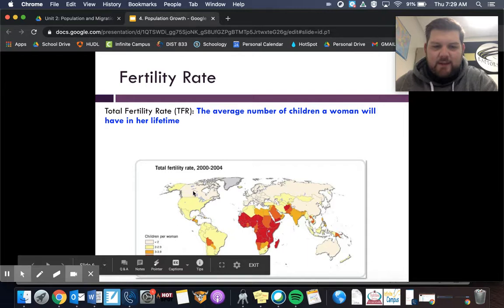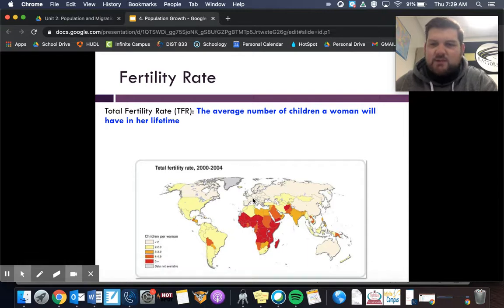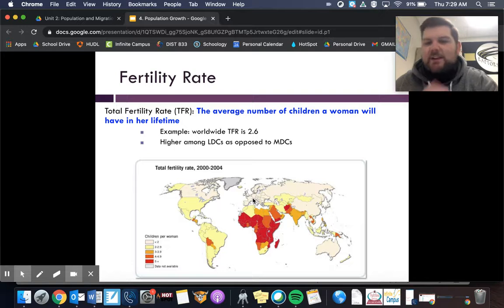Okay, in Canada and most of Europe, it's less than 2, meaning the population grows very, very slowly. And in places like Africa and Southeast Asia, we're in the 4 to 5 range, which is extremely high. Okay, so, for example, the worldwide total fertility rate is 2.6, which means the average number of children a woman would have in her lifetime, the average of the entire world, is 2.6. It's higher in LDCs, which are less developed countries, and it is lower in MDCs, more developed countries.